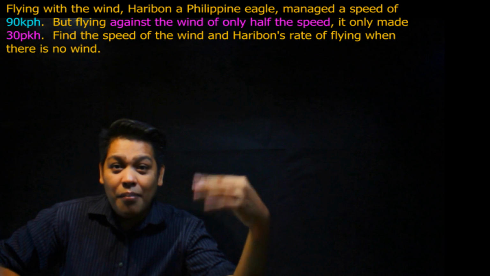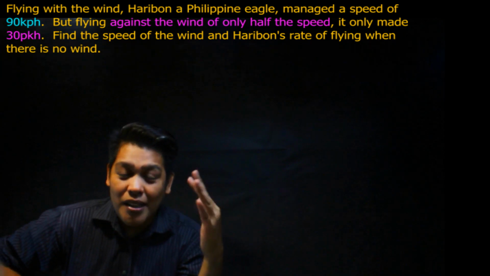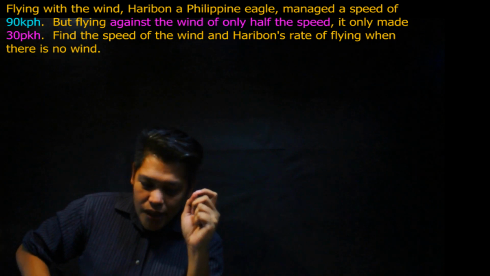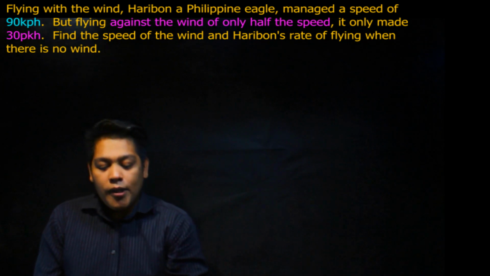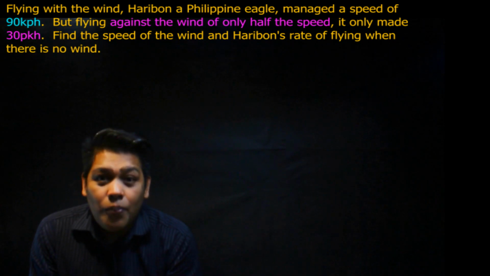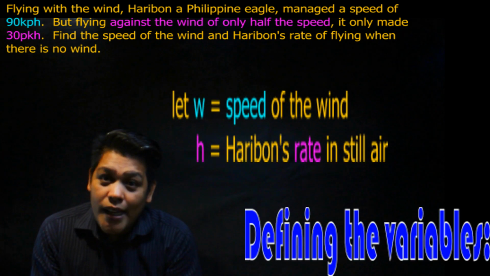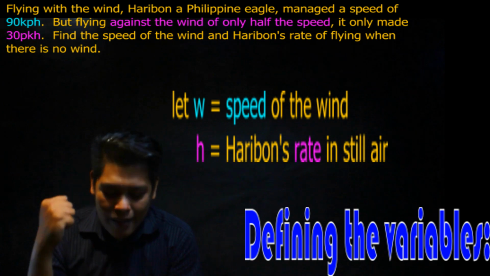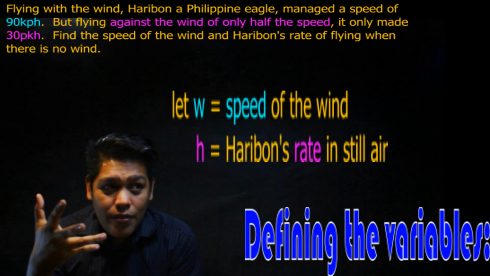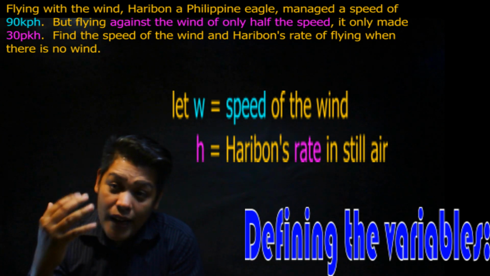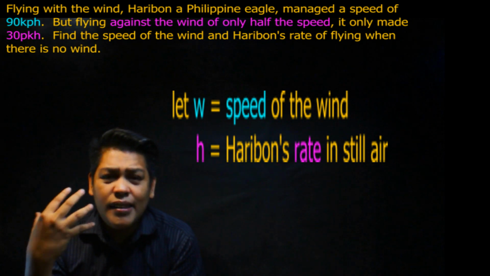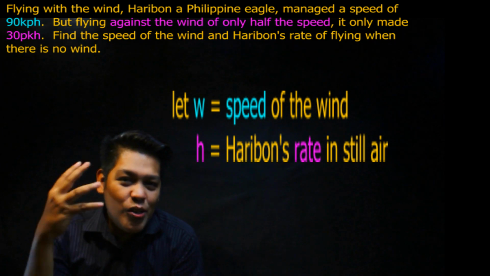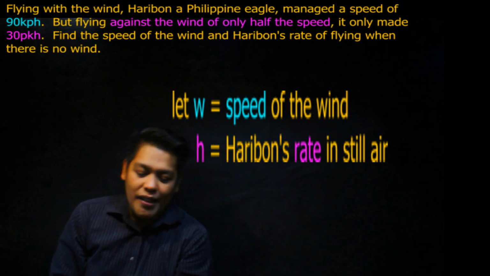Pati yung ibon, hahanapin din natin yung rate ng ibon habang siya ay lumilipad. So, let's define the variable, no? So first, let W be the speed of wind. Ayan ang hanapin natin, kung gaano kabilis yung hangin. And then H be the Haribon's rate in still air. When you say still air, wala siyang katulong na hangin, basta sa kanya lang. Ayun yung ating hahanapin, pangalawang hahanapin natin.